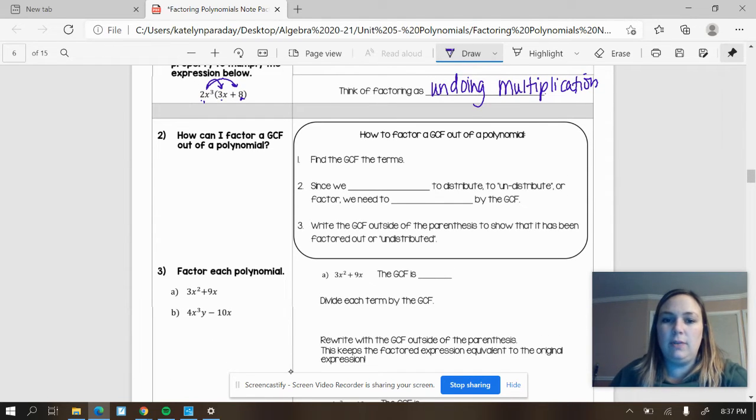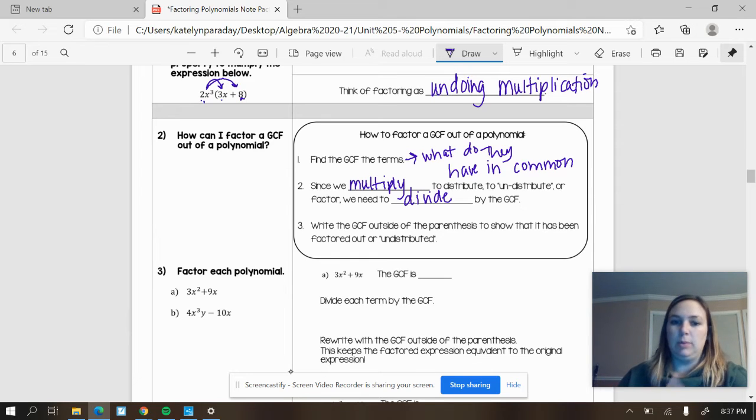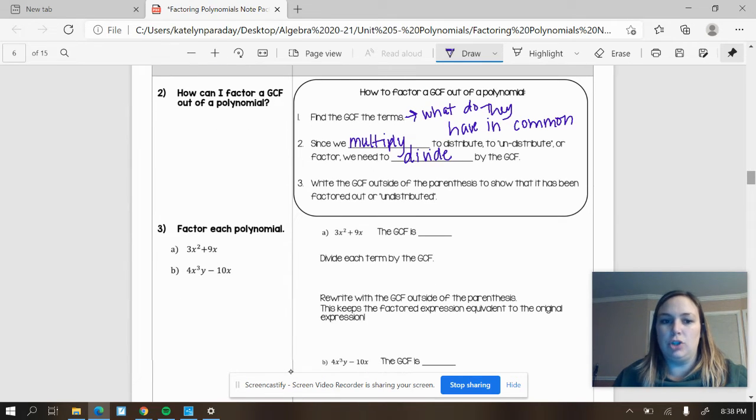So how to factor out a GCF? Find the GCF of the terms. So what they have in common, we can ask ourselves, what do they have in common? Since we multiply to distribute, to undistribute or factor, we need to divide by the GCF. Then we write the GCF outside of parentheses, like we're taking it out of those parentheses to show that it has been factored out or undistributed.